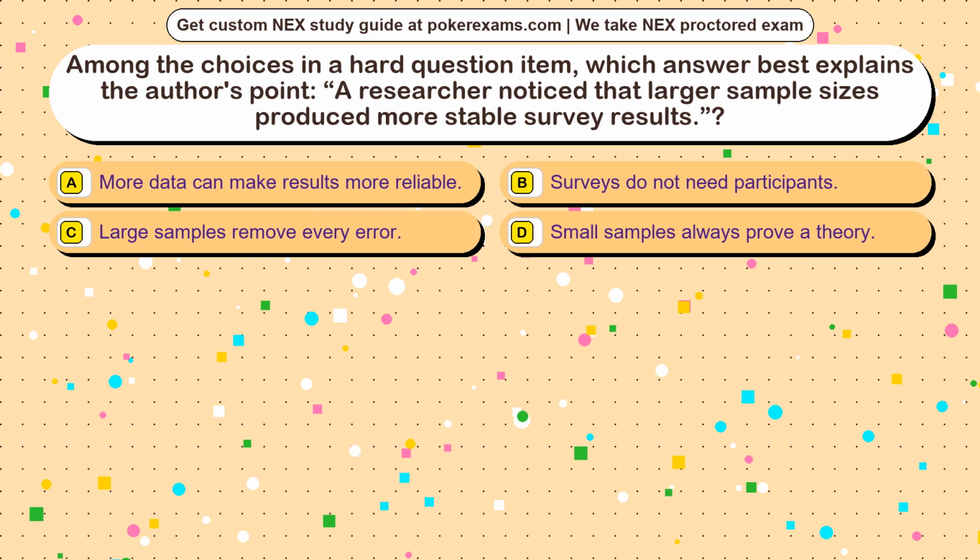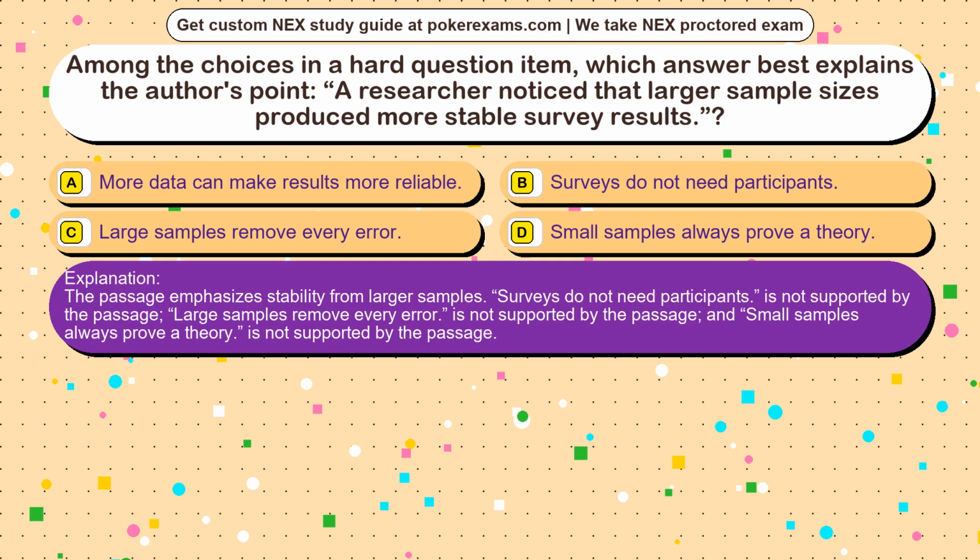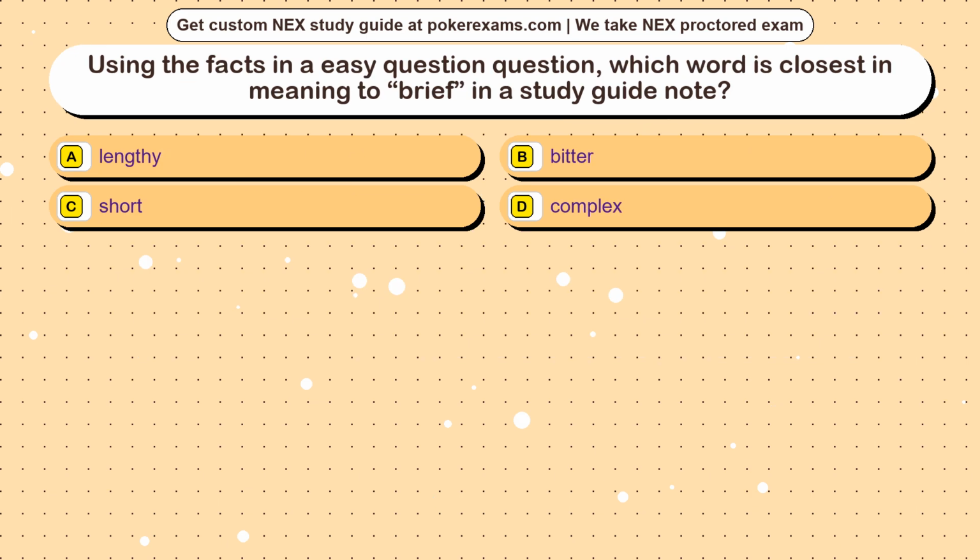The correct answer is option. The passage emphasizes stability from larger samples. Surveys do not need participants is not supported by the passage. Large samples remove every error is not supported by the passage, and small samples always prove a theory is not supported by the passage.